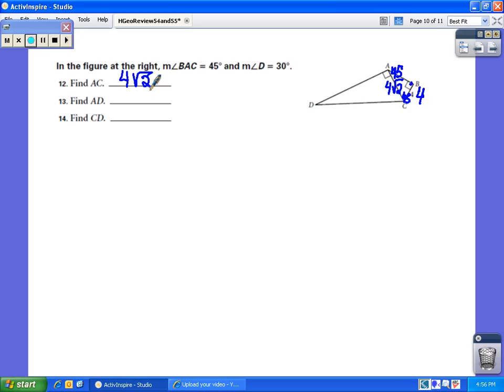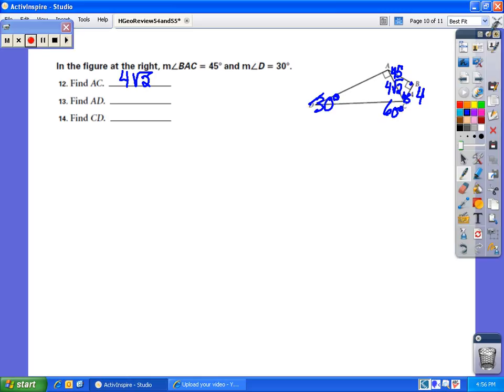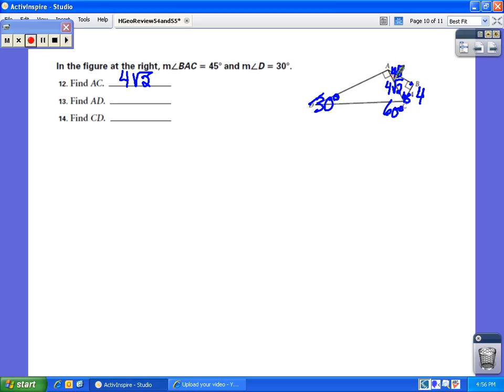Next, they want us to find AD. The other piece of information they tell us is that the measure of angle D is equal to 30 degrees. Since measure of angle DAC is 90, that makes this a 30, 60, 90 triangle. We know the short leg of this 30, 60, 90 triangle is 4 times the square root of 2. To go from the short leg to the long leg, we multiply by the square root of 3. And 4 root 2 times the square root of 3, remember you can only multiply the numbers in the radical together. So AD is 4 times the square root of 6.